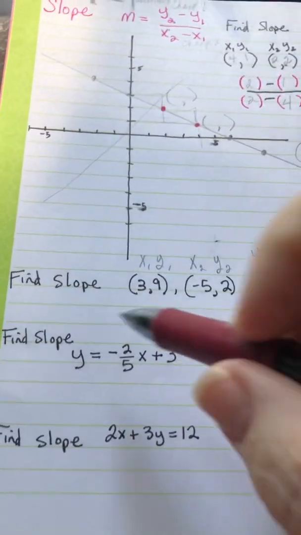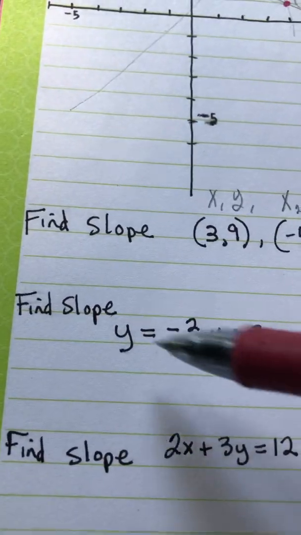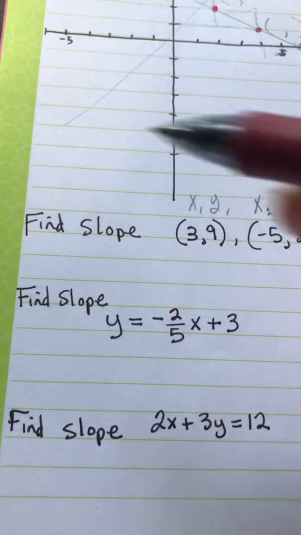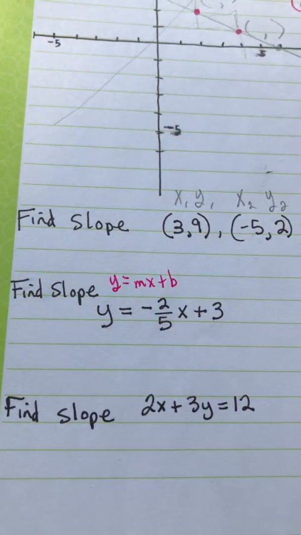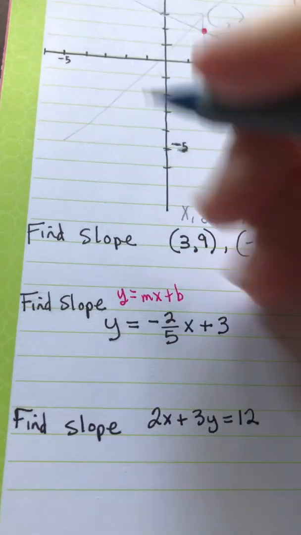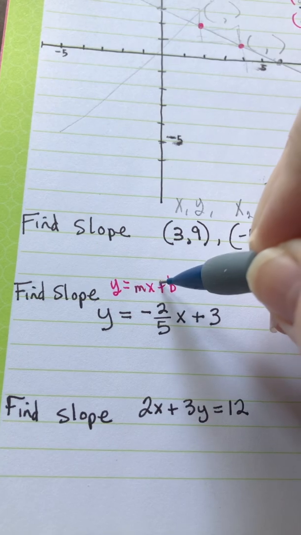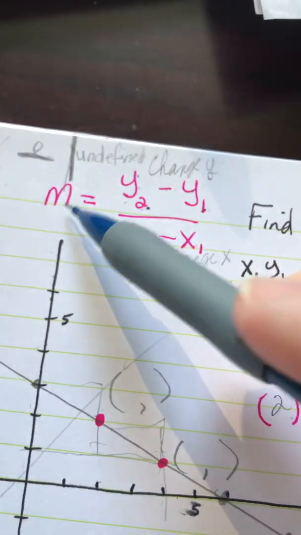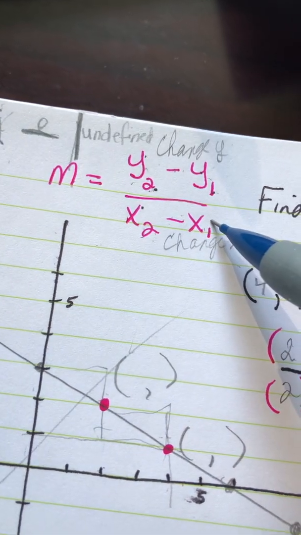The third way is they give you an equation. This is called a slope intercept equation because it says y equals, where the y is by itself. And in this type of equation, we call this y equals mx plus b. In this type of equation, there's always a number in for the m value, and there's a number in there for the b value. And the m value is your slope. And up here when I showed you the slope formula, it said m equals, and then it said y2 minus y1 over x2 minus x1.